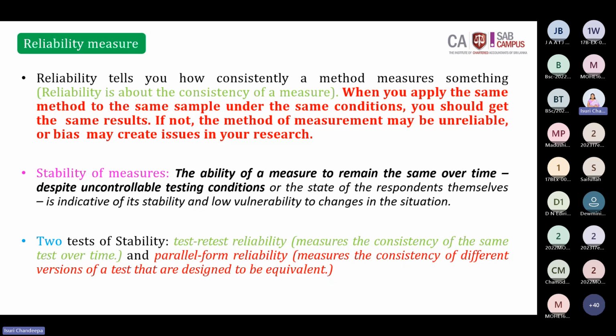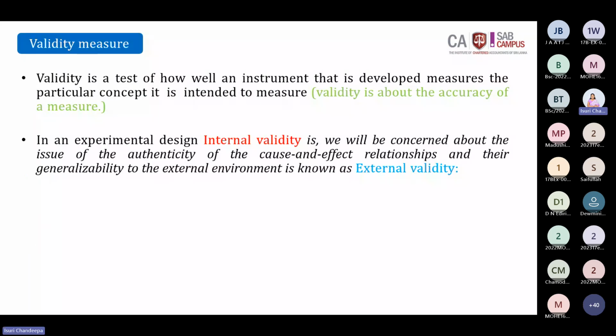Reliability has some statistical techniques. We are taking Cronbach's alpha to measure it, and there are some other techniques also. The other one is validity. Validity measures. Validity is another perspective. Right? What do you mean by validity?